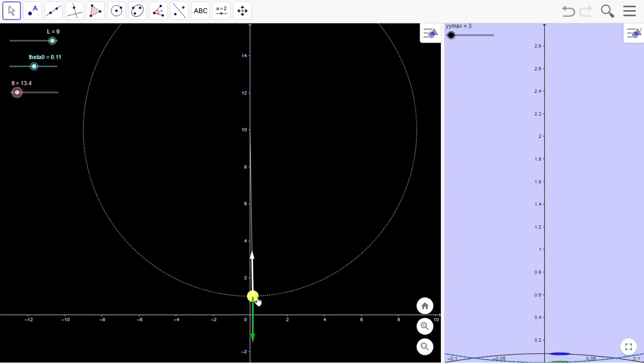Okay? Now that would be simple harmonic motion. This is correct because it's a small displacement angle. There's a mathematical reason why that works that way. It has to do with approximating the sine of an angle with the angle itself in radians, which you can see on your calculator.